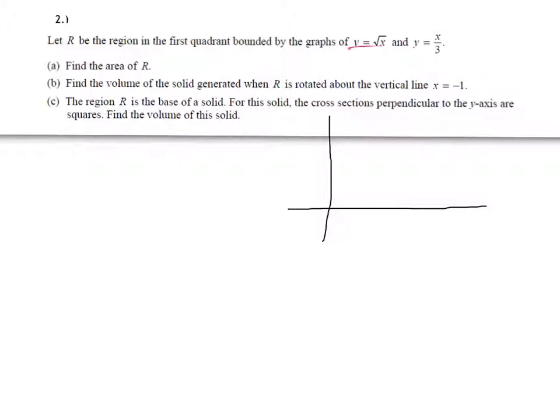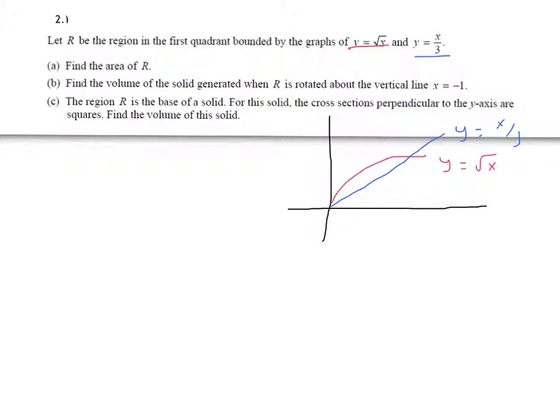But I know that the square root of x looks like this. I know that the line y is equal to x over 3, well, that's a line that goes to the origin and has a slope of 1/3. So this is y is equal to x over 3, and this was y is equal to the square root of x. So that's the region that we're looking at.